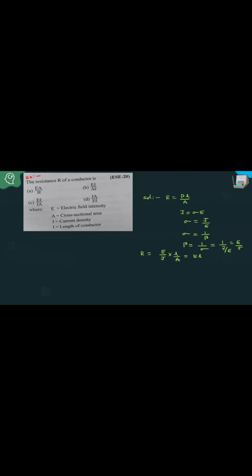Is it correct? Resistance equals EL by AJ. Every formula is useful to solve the problems. I got C, sir. Yes, that is correct. Option C is correct. How to remember this formula? J equals sigma E. This is the first form of Ohm's law.